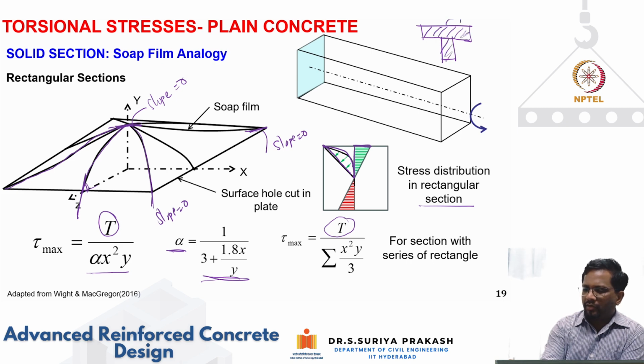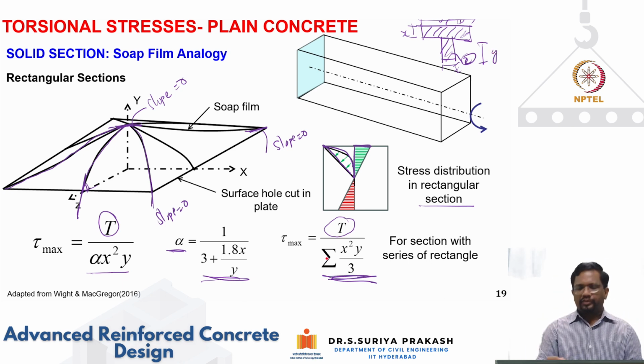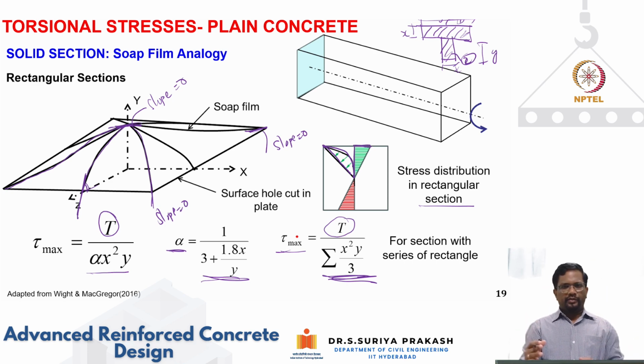So this is element number 1, this is element number 2, and then for each element you find x is the shorter dimension, y is the longer dimension. For this dimension, it is going to be x, and this is going to be y. So you discretize these in such a way that you get the maximum value for this summation of x square y by 3, and then you find your maximum shear stress. So for a flanged section, you discretize the section into several rectangles, and then you sum all these values of x square y by 3 so that it gives a maximum value, and then use them to calculate your maximum shear stress.